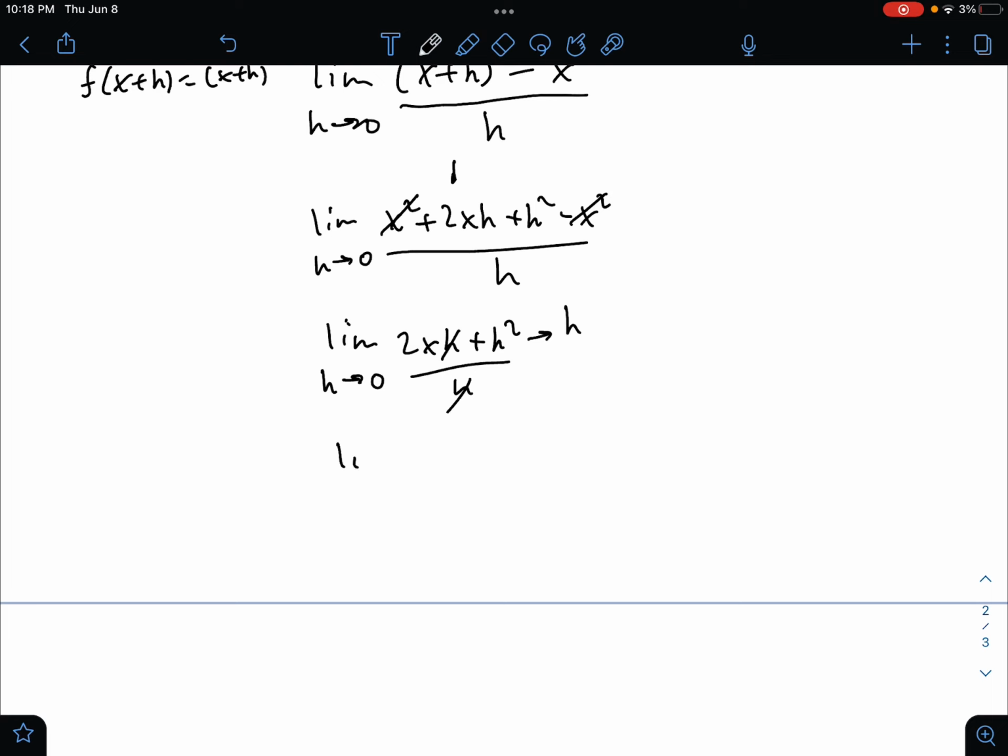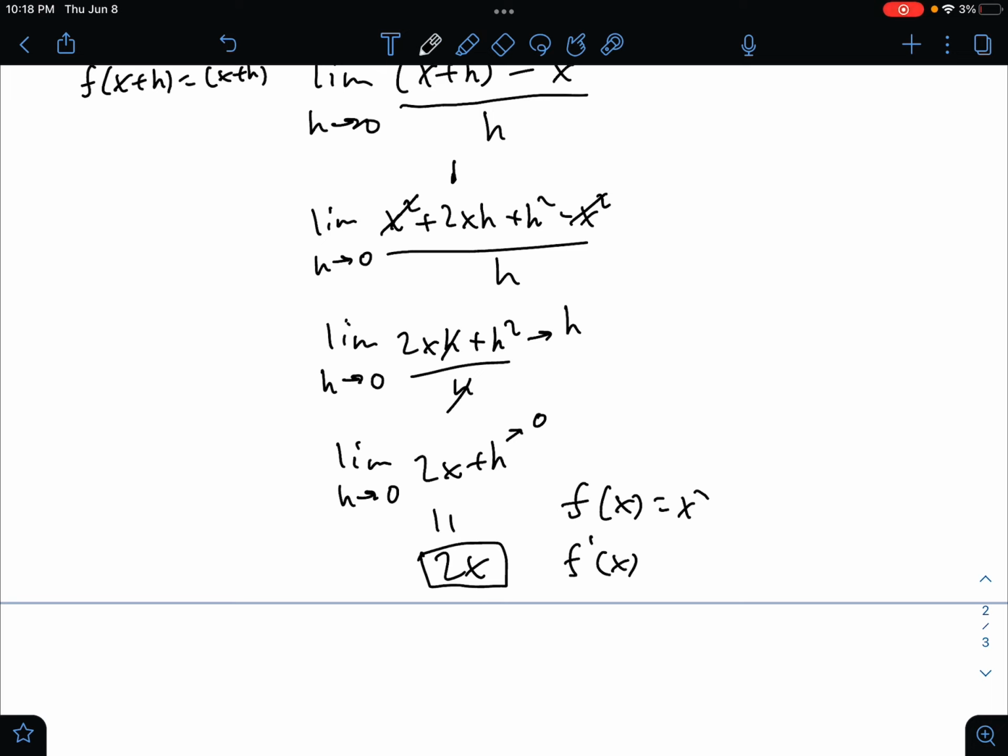So then we're left with limit as h approaches 0 of 2x plus h. Now h is approaching 0, so h goes to 0. And then we're just left with 2x. So we found that the derivative of x squared, aka the slope of x squared, is 2x.